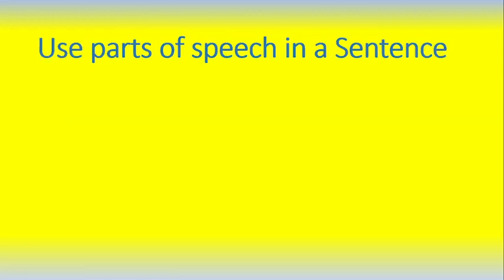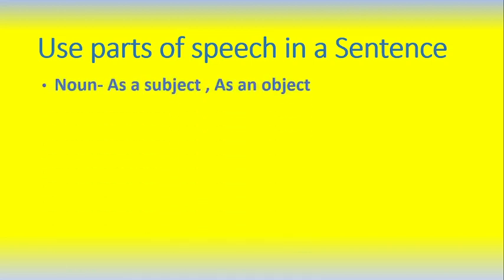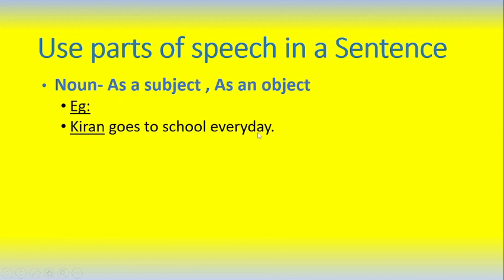Okay, now let us use various parts of speech in a sentence. So, how to use various parts of speech in a sentence? First of all, noun. So, how can we use a noun? A noun can be used as a subject, okay, or as an object. So, let us understand this with various examples. First one, Kiran goes to school every day. I said a noun can be used as a subject or also as an object.